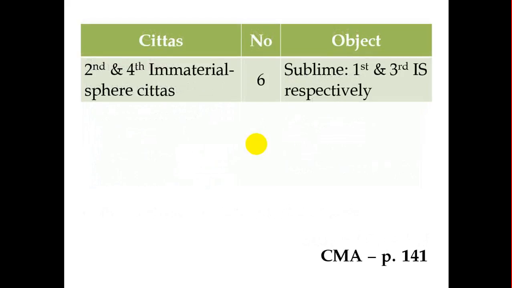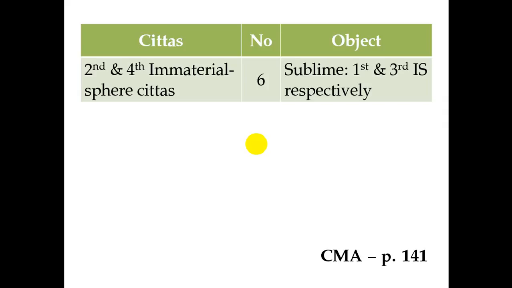Next one. Second and fourth immaterial sphere Cittas. I think when you learn this one, it will be clearer, because the Citta above is very complicated and very difficult. But this one is a very easy one. You have learned that the second immaterial jhana and the fourth immaterial jhana take sublime object.